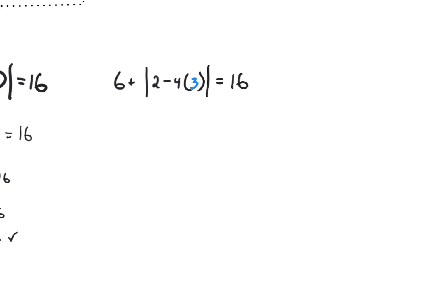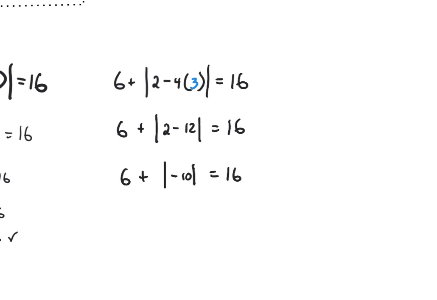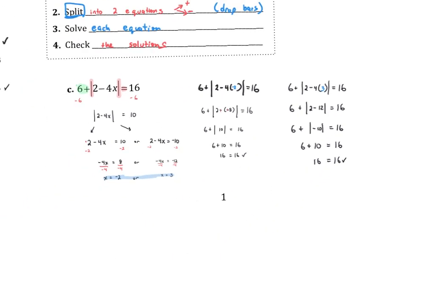And does that equal 16? So bring down the 6, and 2 minus a 12 inside the absolute value. Bring down the 6 again, and inside I get negative 10. And now we get 6 plus 10 is equal to 16, and lastly 16 equals 16, and that does indeed work. So notice that the checks actually seem a little bit longer than the original problem here.